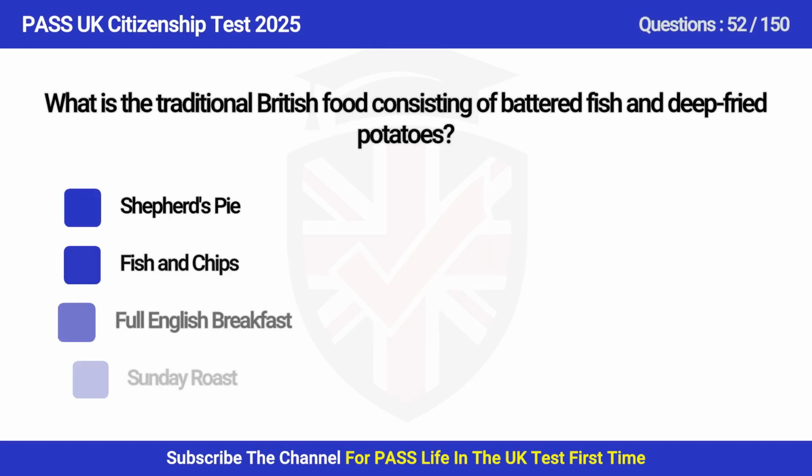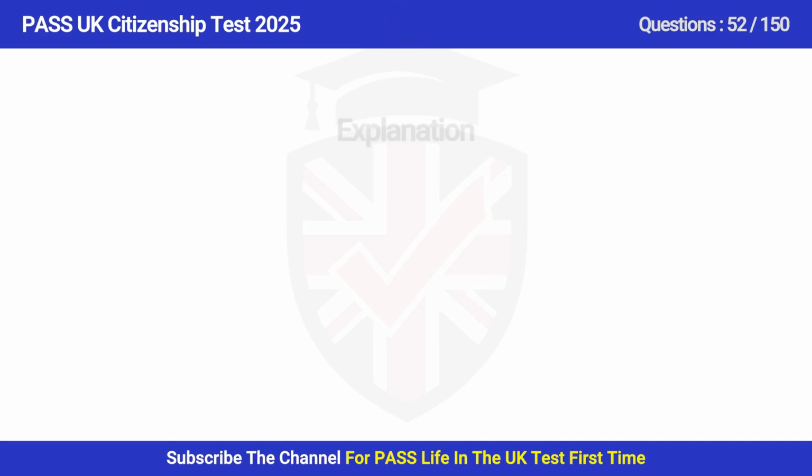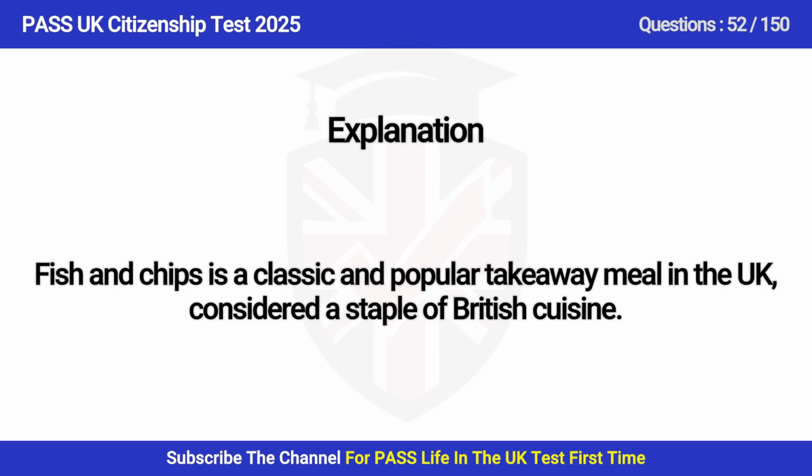Question 52. What is the traditional British food consisting of battered fish and potatoes? A. Shepherd's pie, B. Fish and chips, C. Full English breakfast, D. Sunday roast? Answer is B. Fish and chips. Fish and chips is a classic and popular takeaway meal in the UK, considered a staple of British cuisine.